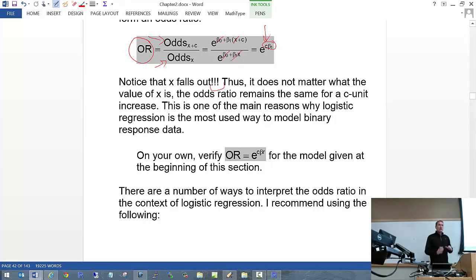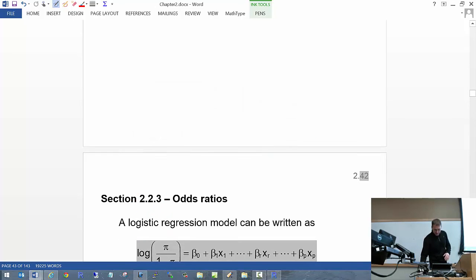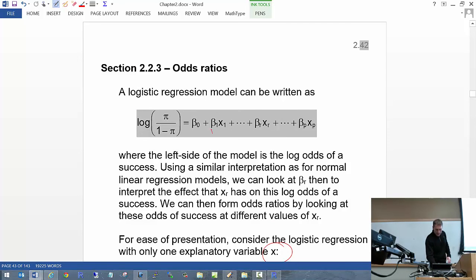Now, you can show this same expression, just like this, for the more general model that involves p explanatory variables. So if I were just to focus on x sub r itself, you can do exactly the same derivation that I just did here. Everything else falls out, and you're just left with c times beta sub r. Make sure you can do that. I've actually asked that on a test. This is actually a simple question on a test.